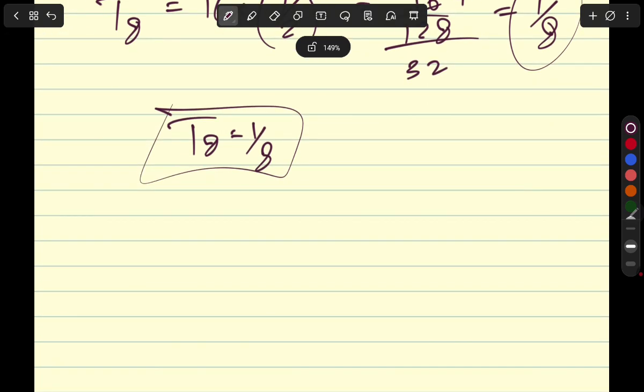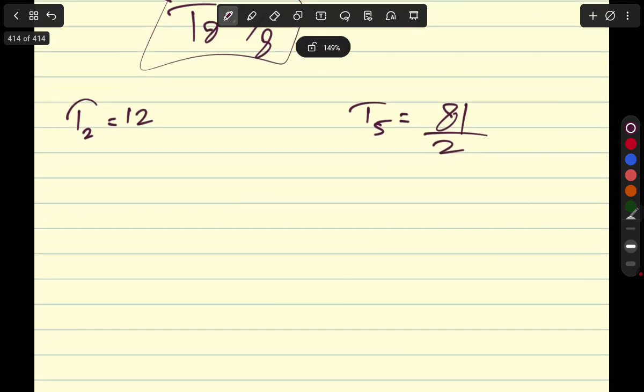Now, many students immediately try finding the first term. Sometimes you don't even need to do that. Sometimes dividing equations is faster. We'll use that trick now. Let's say I give you second term is equal to 12 and fifth term is equal to 40.5, or I can write down 81 upon 2, right? Now, you are supposed to find out the first term, common ratio, and nth term.